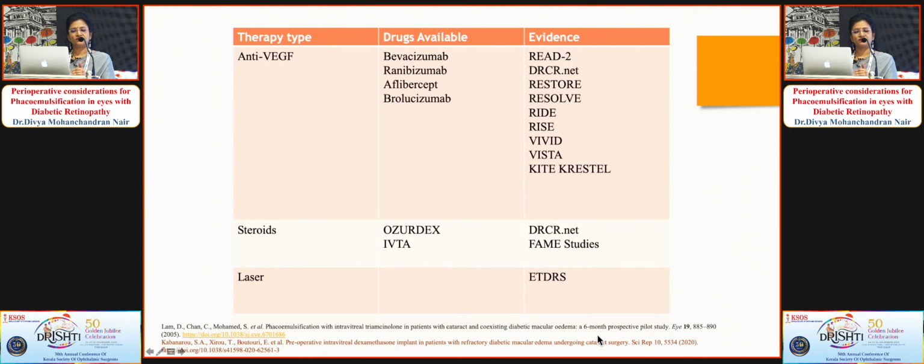So regarding intravitreal injections, we have good enough evidence and knowledge, and multiple molecules available with us. There are multiple anti-VEGFs and biosimilars available. There are steroids like the DEX implant, that is Ozurdex, and IVTA. There are multiple studies which compare phacoemulsification with each of the individual anti-VEGF agents.